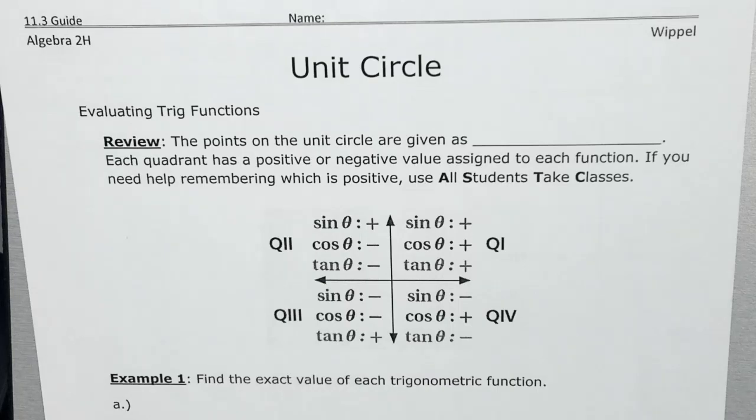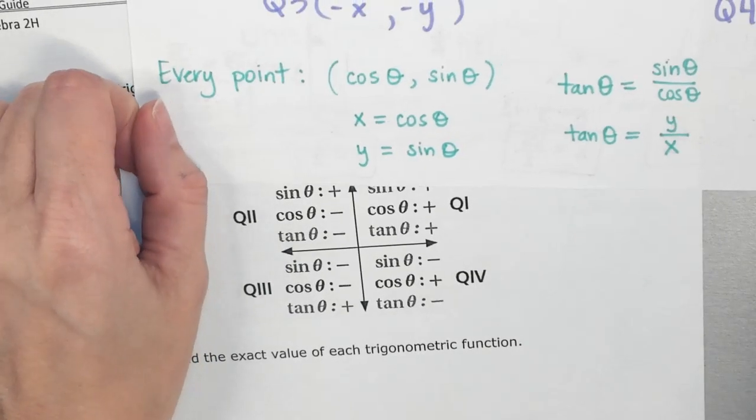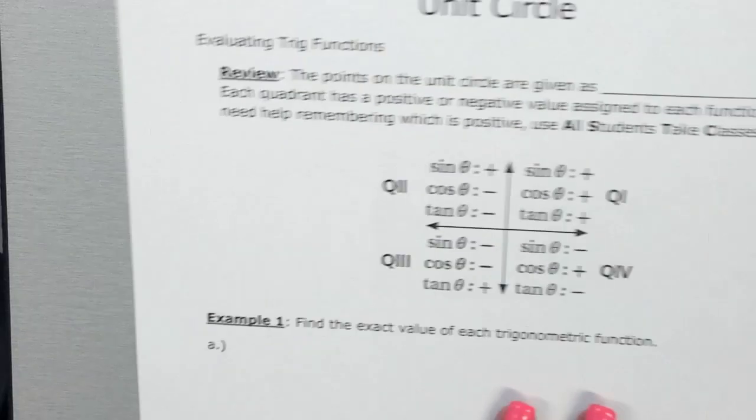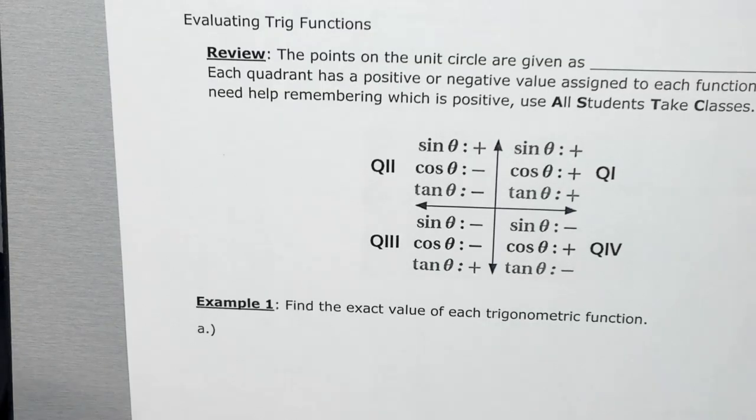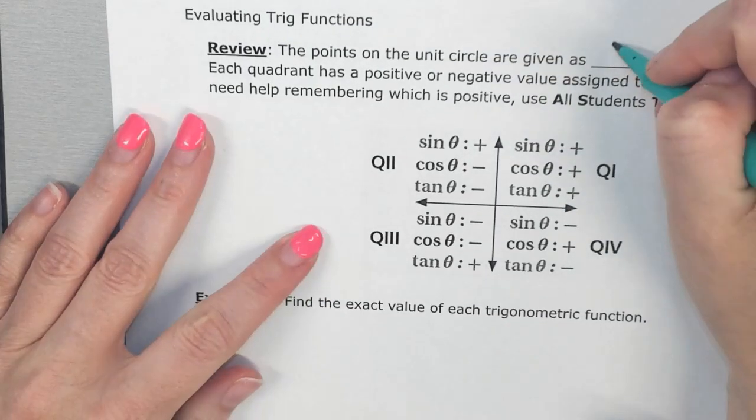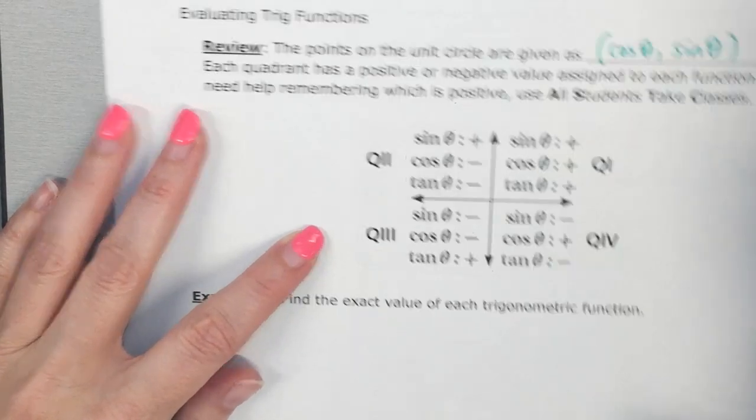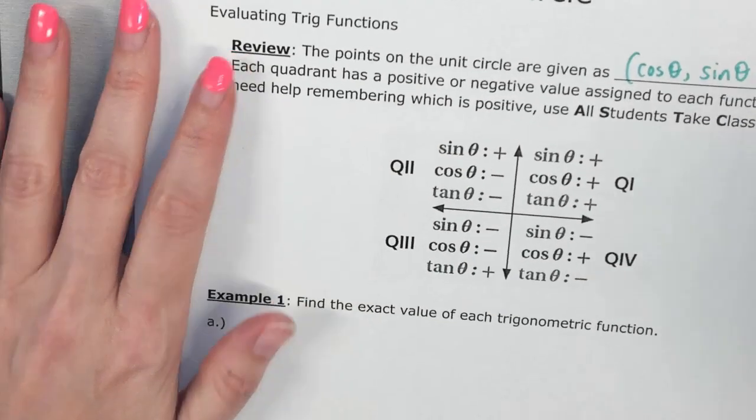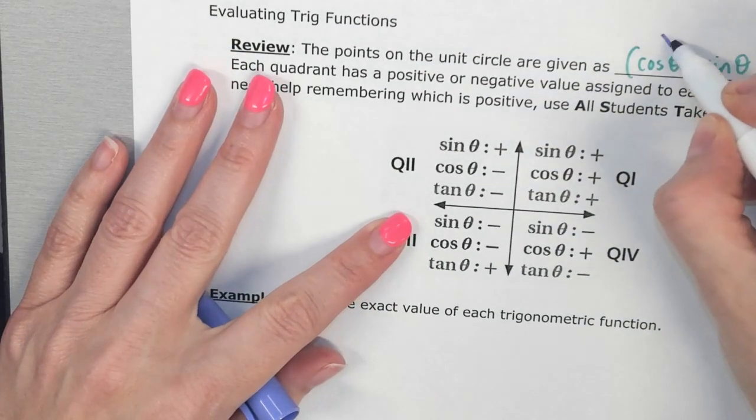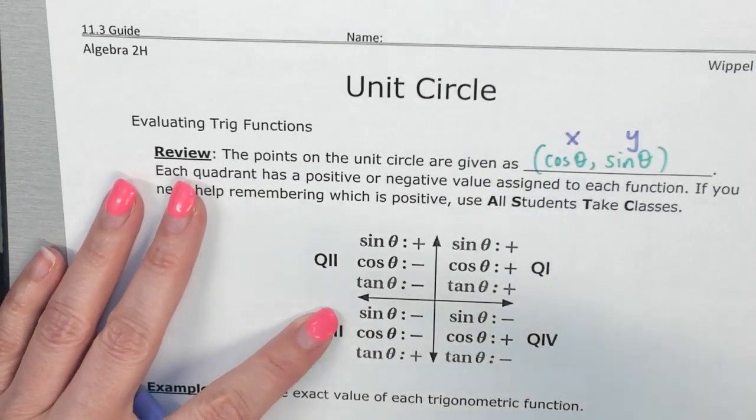Okay, so today we're going to use the unit circle that we made yesterday to help us with this. On the unit circle that you made yesterday, we talked about how every point is what? Every point is cosine and sine. So that's where you have it on your sheet. The points on a unit circle are given as the cosine of theta and the sine of theta. Remember, every point is an x and a y, so your cosine is x, your sine is y.